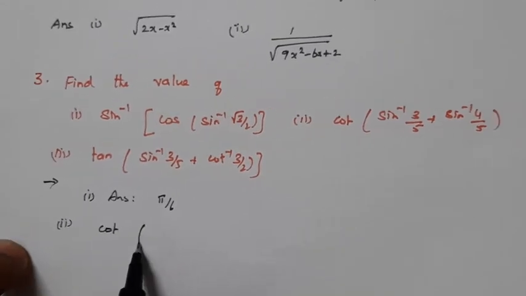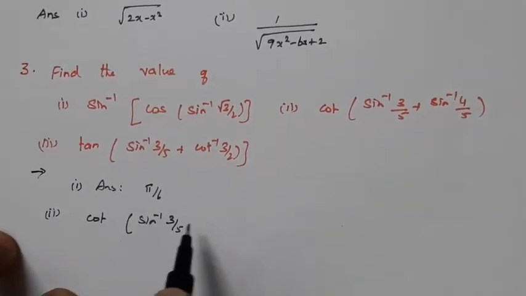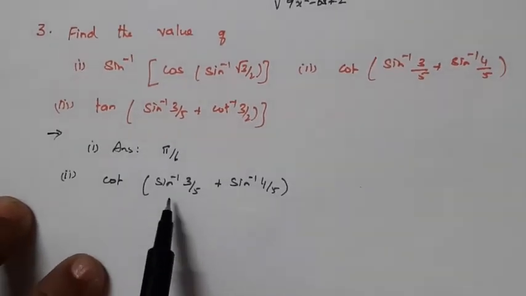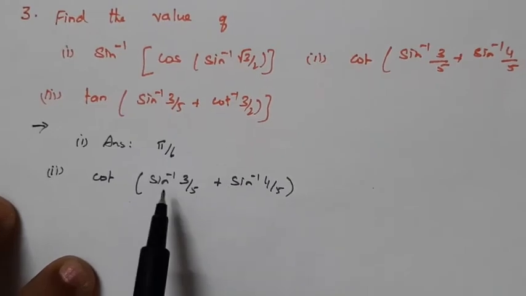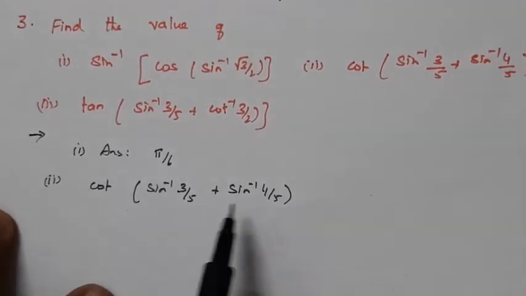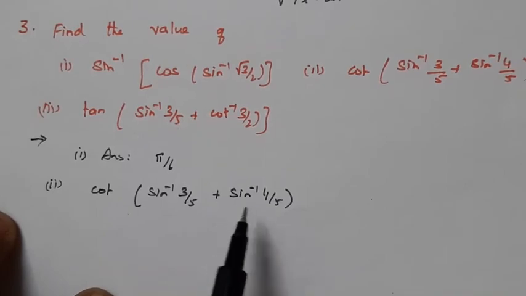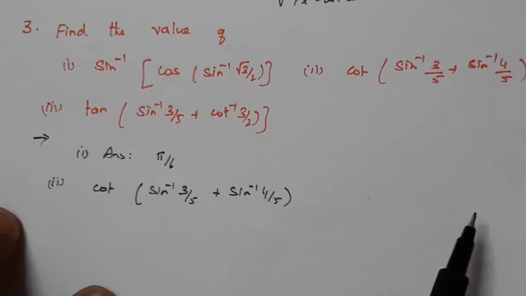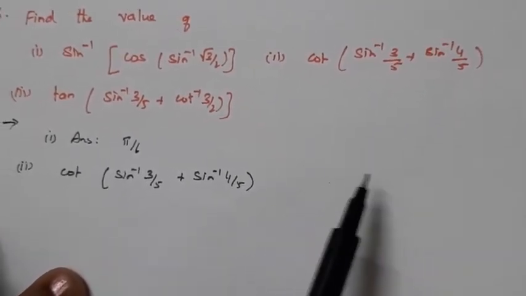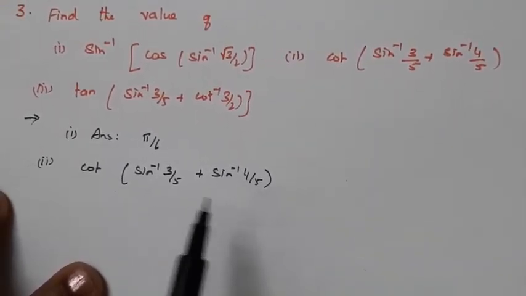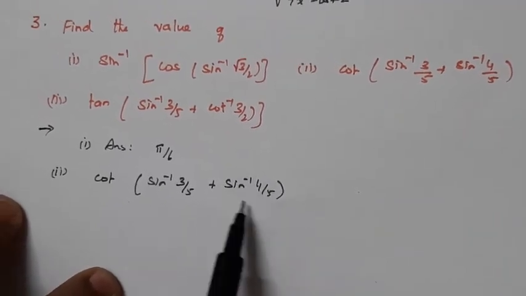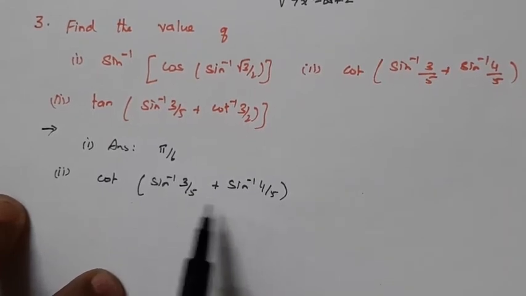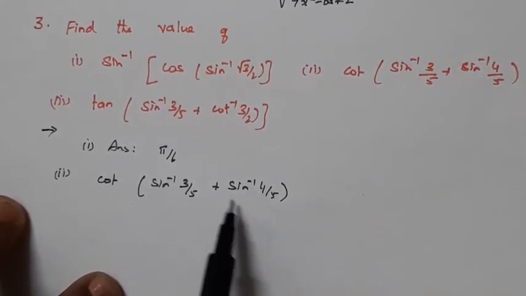The second one is cot of (sin inverse of 3 by 5 plus sin inverse of 4 by 5). Even though it resembles the formula for sin inverse of x plus sin inverse of y, that would be a very big formula, sin inverse of (x into root of (1 minus y square) plus y into root of (1 minus x square)), with roots, so it will be somewhat bigger. Instead, if we replace this by cos inverse, then by the cofunction inverse identity we can easily write the answer as pi by 2.